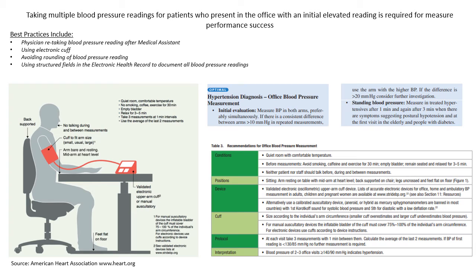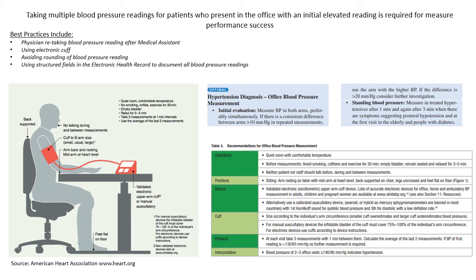In addition to taking multiple blood pressure readings, it's also critical to ensure that best practices are used when taking those blood pressure readings. This infographic demonstrates some of the best practices around taking an accurate blood pressure reading. Ensure that the patient's back is supported. Don't talk to the patient during or between measurements. Ensure that the cuff is fit to the arm size. Have a quiet room with a comfortable temperature.